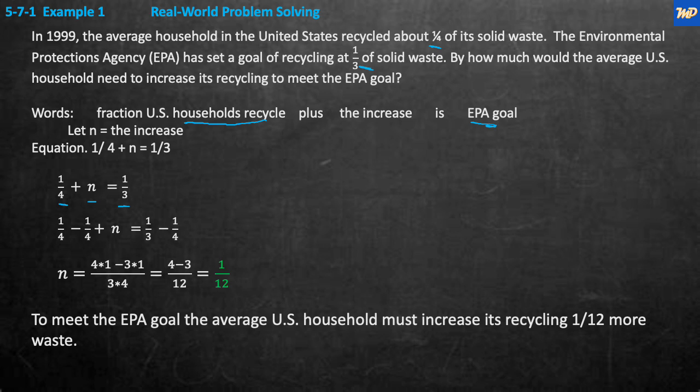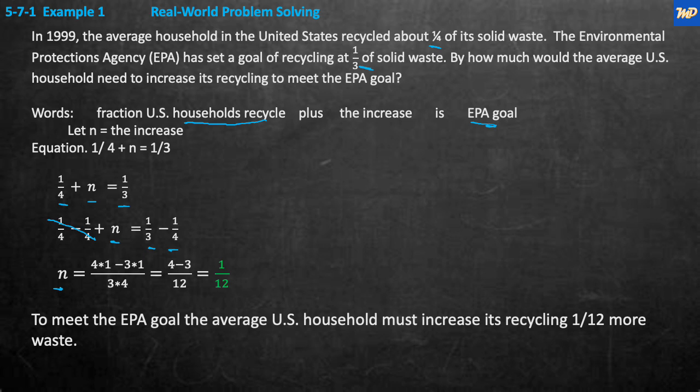We're going to solve this like we do all the other equations we've solved. We have a plus 1/4 on this side, and we need to make n by itself. So we're going to have to subtract 1/4 from both sides. When we do that, we get 1/4 minus 1/4 plus n is equal to 1/3 minus 1/4. What's going to happen is these are going to cancel, and we're going to be left with n on the left-hand side. And on the right-hand side, we're going to have 1/3 minus 1/4.